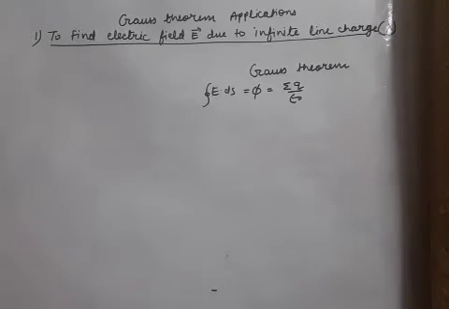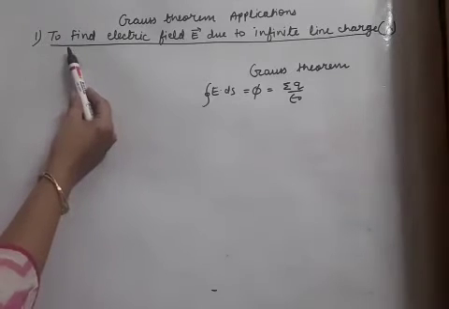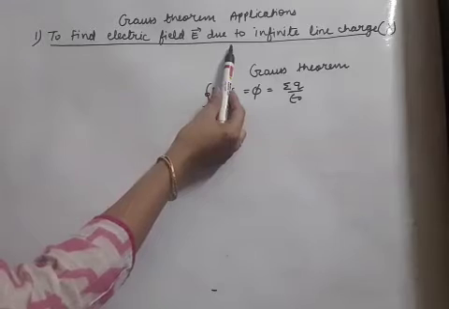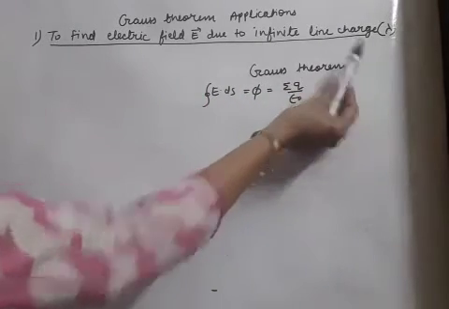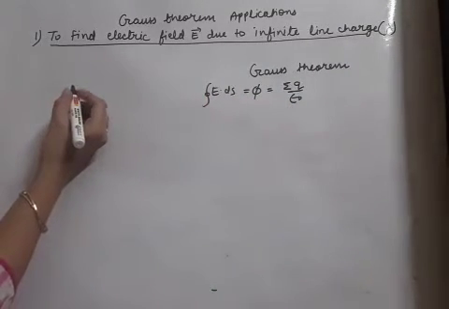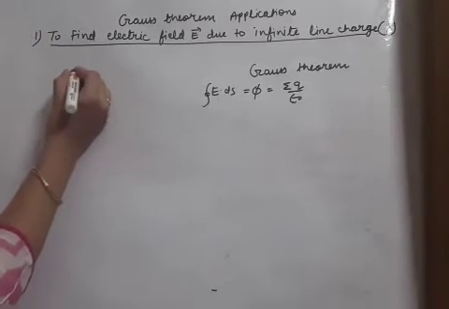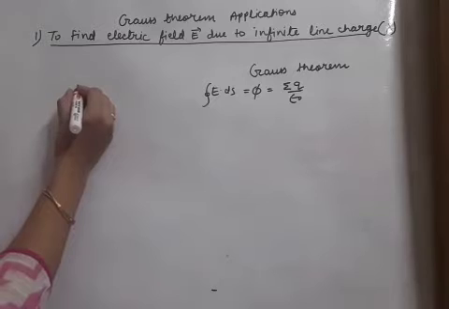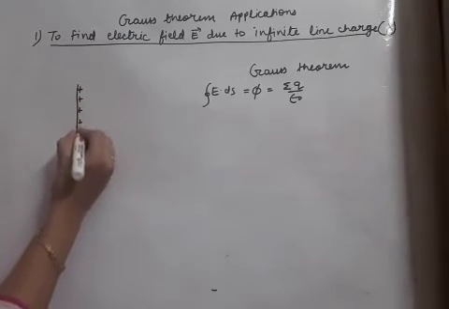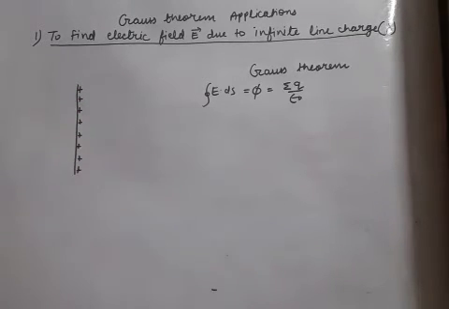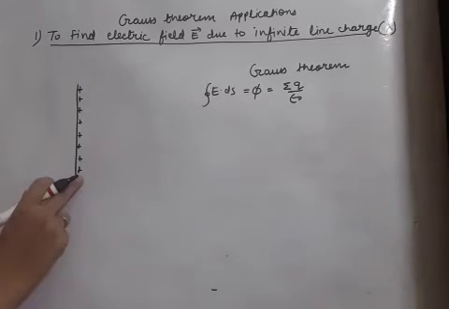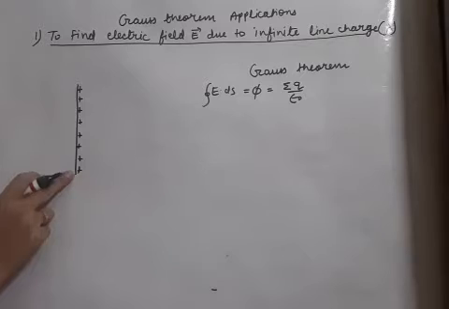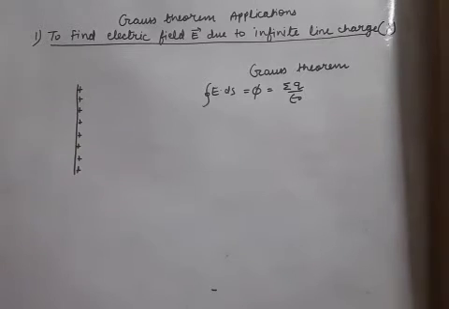So let us start. The Gauss theorem is used to find the electric field due to infinite line charge. Now, infinite line charge means it is continuous charge distribution. Let us draw it here. Suppose a line which is positively or negatively charged is given to us. So, only a line is charged symmetrically. Symmetrically means all the charges are evenly distributed. So this we call a line charge or linear charge.